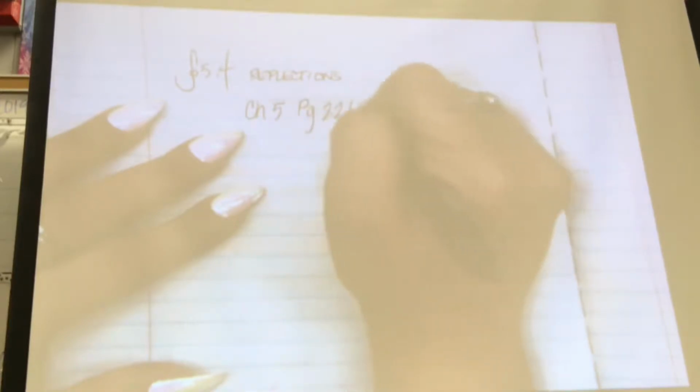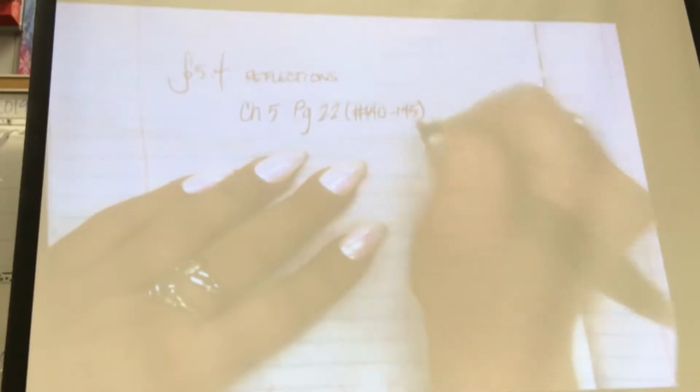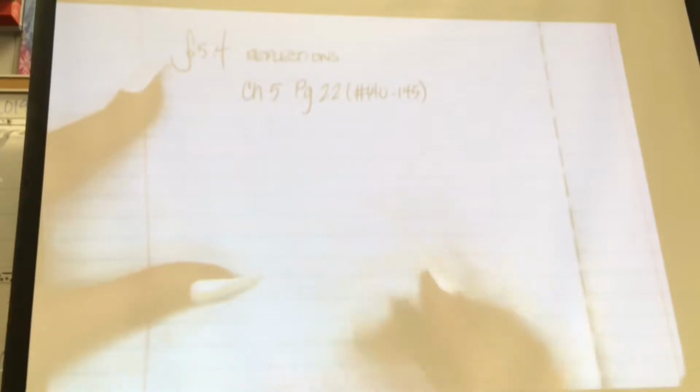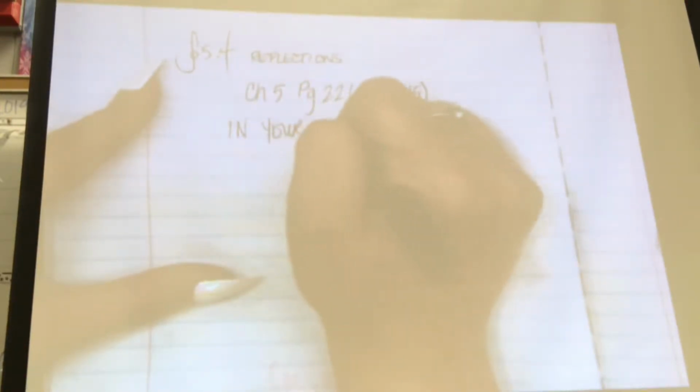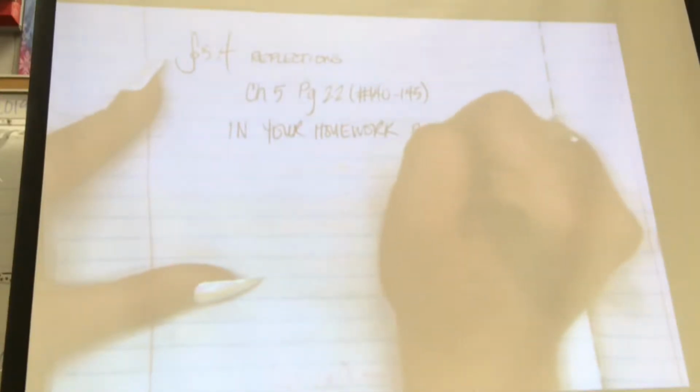Okay, so tonight's homework is chapter 5, page 22. We're only going to do numbers 140 through 145. I know that doesn't seem like a lot, but it's because I want all of them to be right. This is to be done in your homework book because they're actual graphs. So you will not be doing this in the composition book. You will be doing this in the actual homework book. Literally. The work is to be done in here.